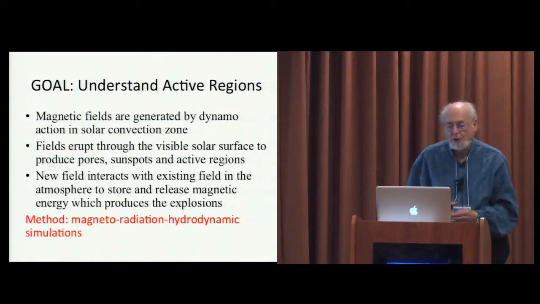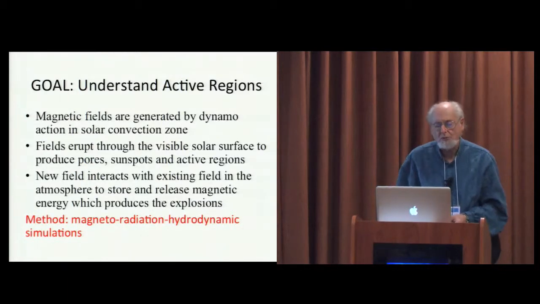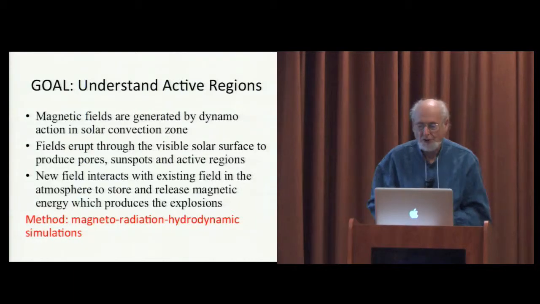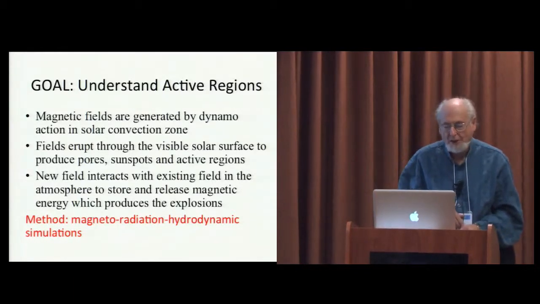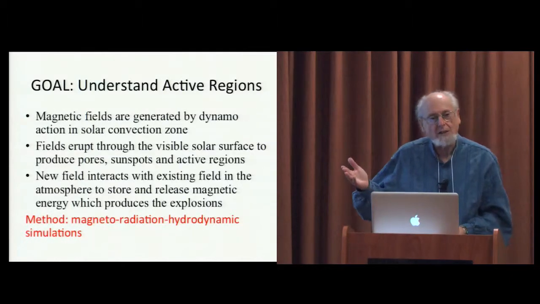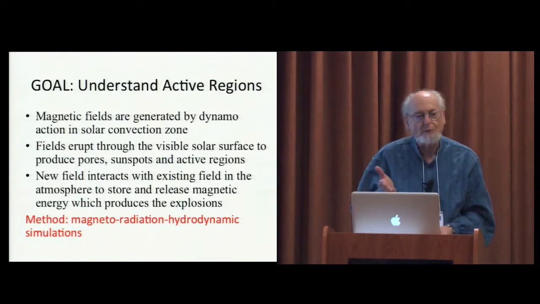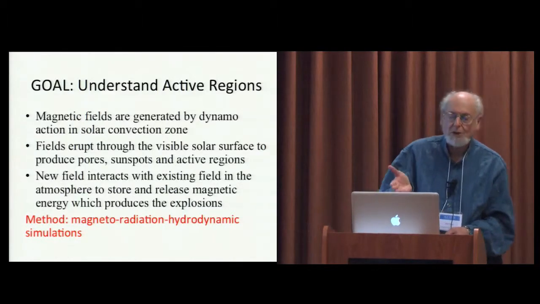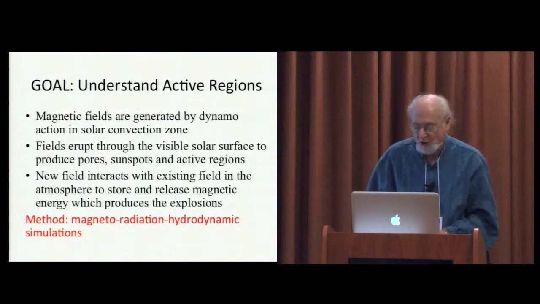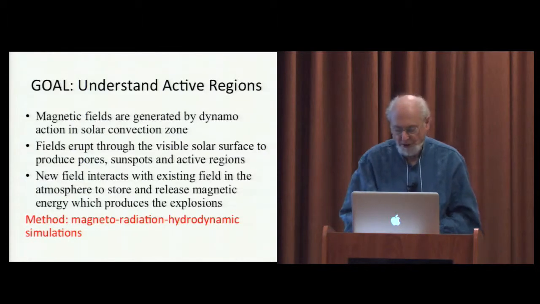And so what we're doing is magneto-hydrodynamic radiation simulations to try and model, for myself, a piece of that process. Other people are trying to model the other aspects of it. What I'm looking at is taking the field that's produced by the internal dynamo, how does it come up through the surface, and then other people will take those and model what kinds of structures that produces in the chromosphere and the corona.